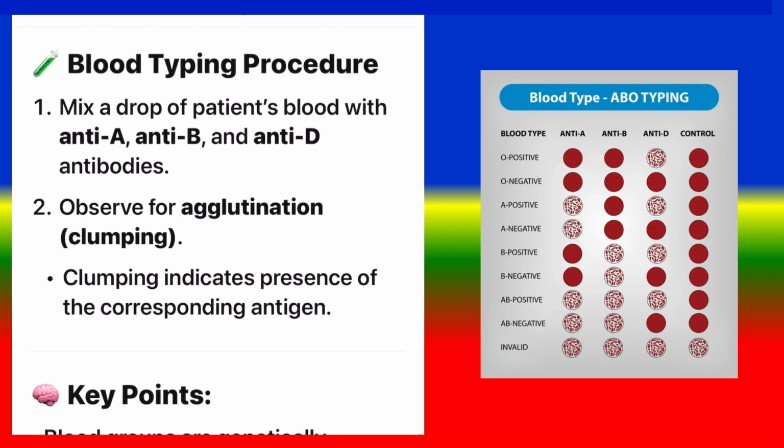Blood typing procedure. 1. Mix a drop of the patient's blood with anti-A, anti-B, and anti-D antibodies. 2. Observe for agglutination, clumping. Clumping indicates presence of the corresponding antigen.